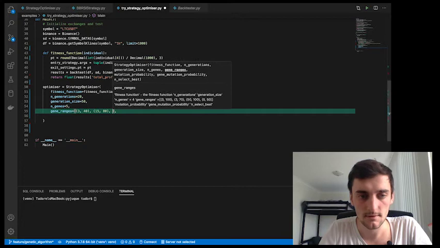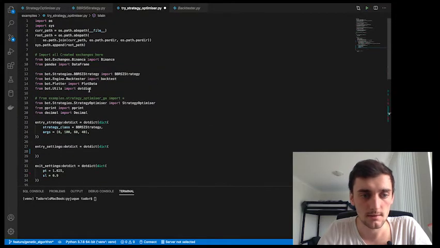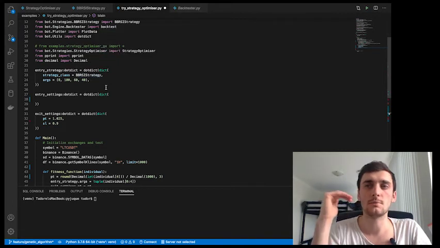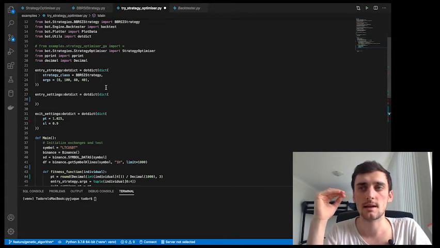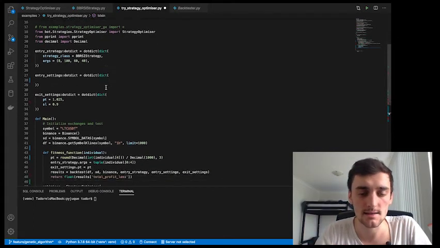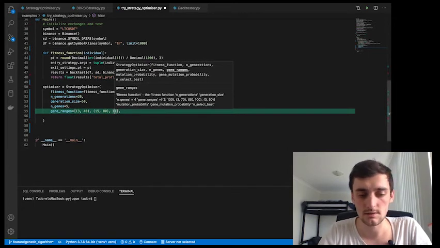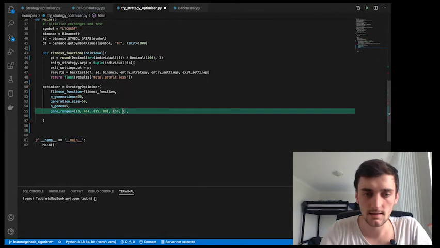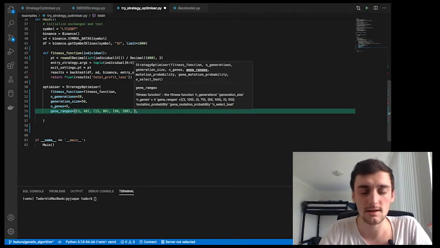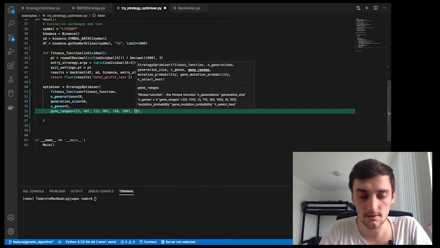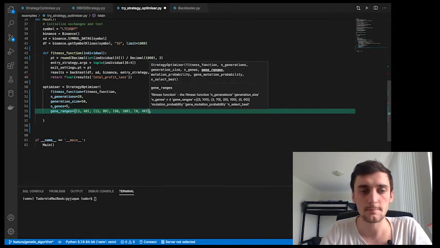Then what do we have here? We have the overbought level. Overbought means it was bought too much, right? That means that the price is a bit too high, which means the RSI is a bit too high. Overbought level, we want it somewhere between 60 and 100. The normal one is 70, so let's just get between 60 and 100. And the oversold level, well, the normal one is 30. So we'll get between 0 and 40.